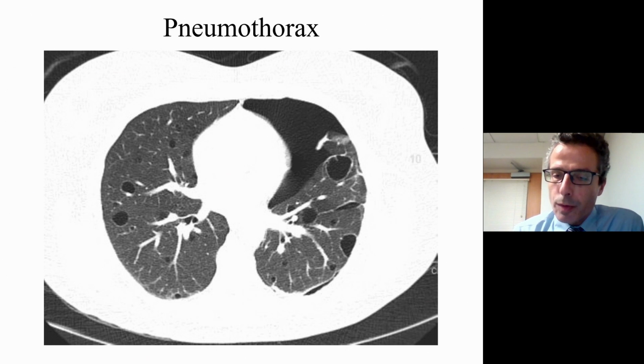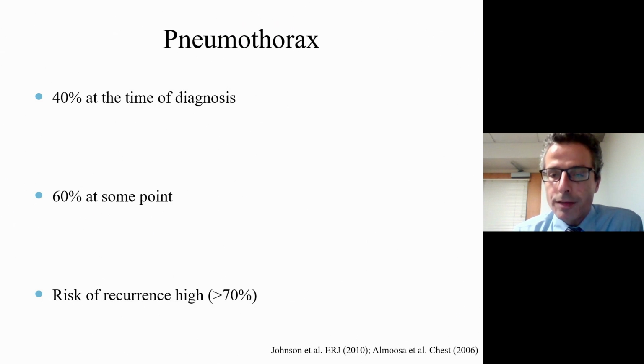Now, once you get a pneumothorax, if you have LAM, the chance of recurrence is incredibly elevated at about 70%. So it has to be dealt with relatively aggressively with pleurodesis, because the risk, again, of the pneumothorax and a fatal pneumothorax can be pretty high at about 70%.